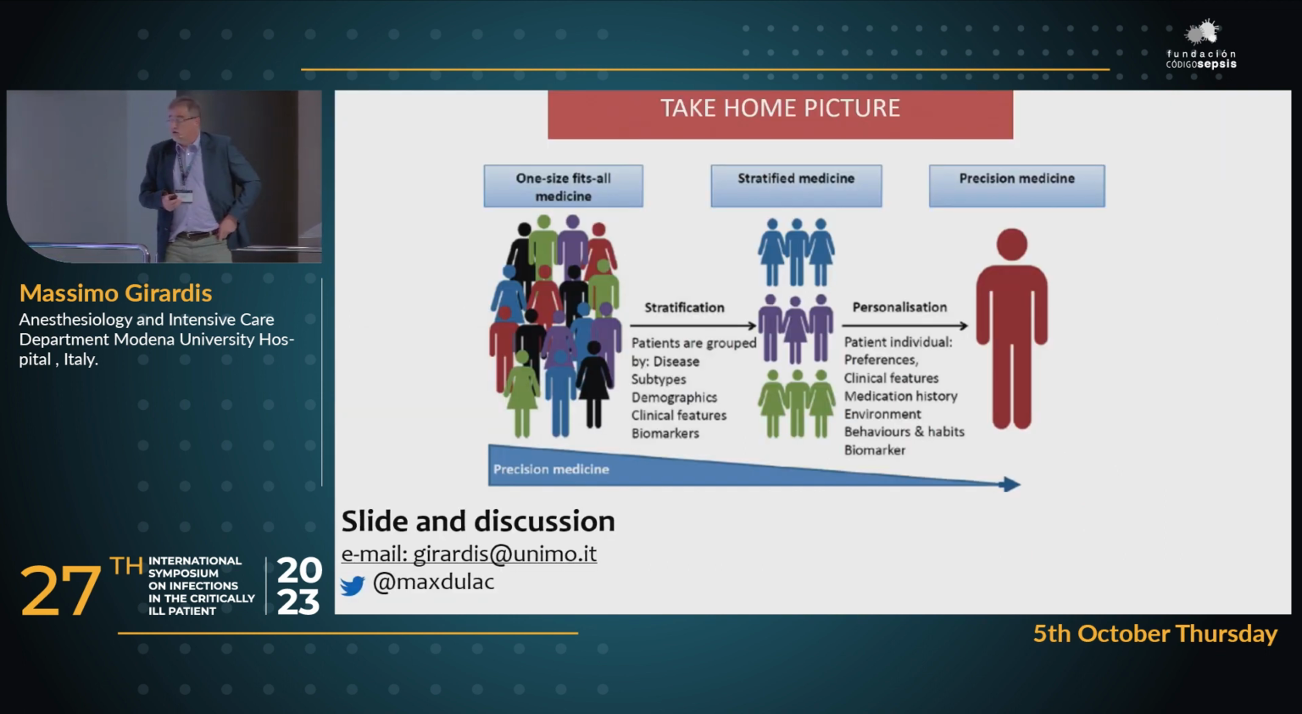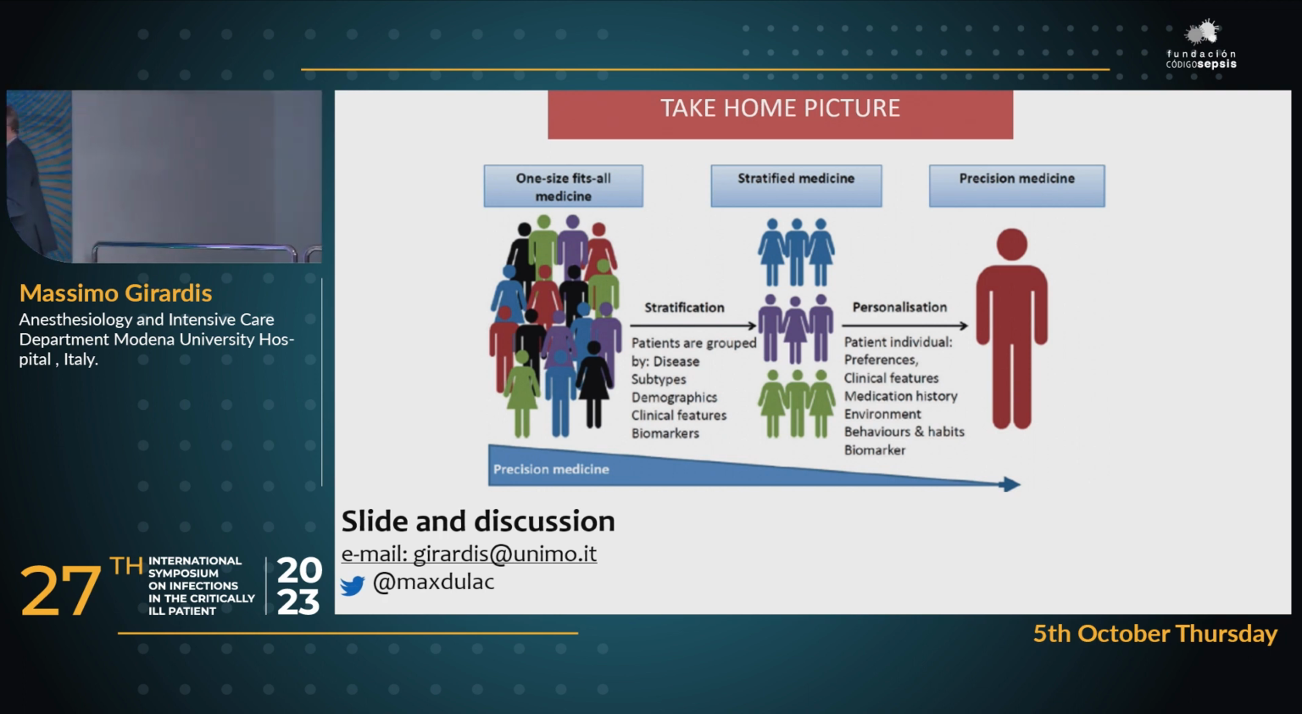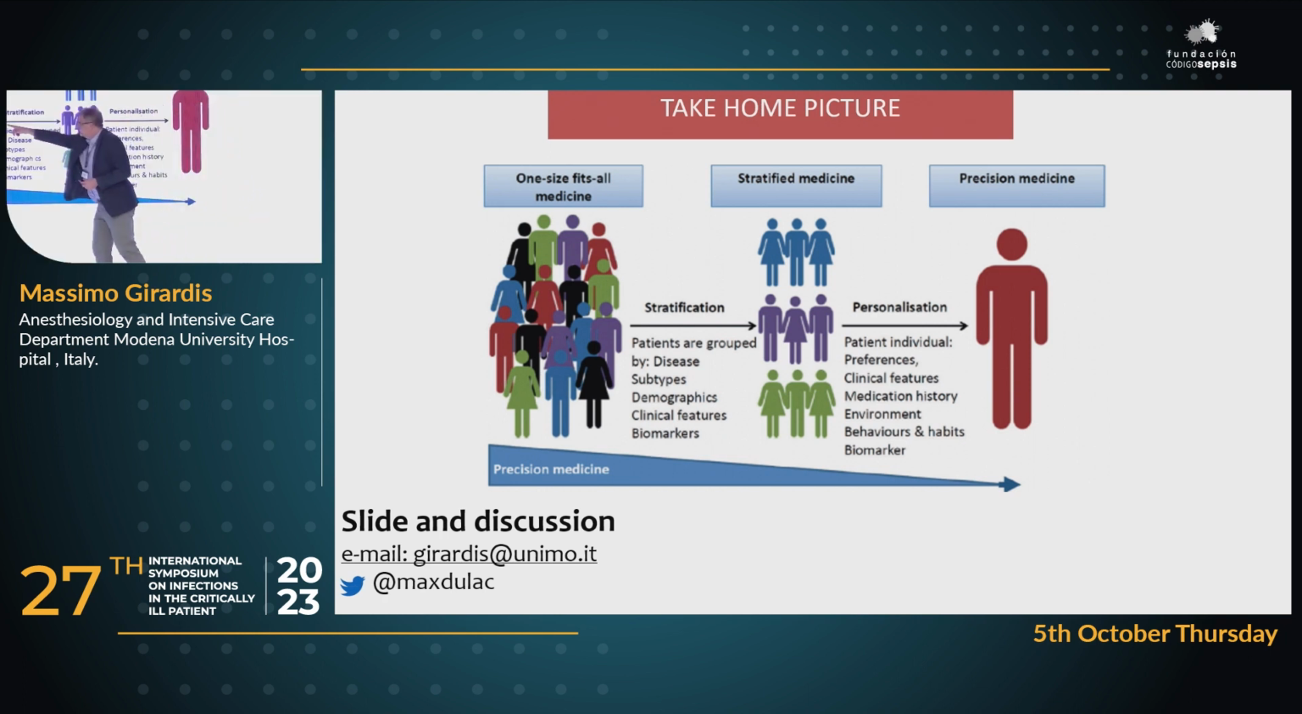I want to conclude with the same fil rouge from the morning, that is how to move from the general population to the single patient. I think that for blood purification and for many others, we are now in this way here, not there, but probably we are closer to the general population than the stratified population. But in the near future, I hope that we have more data to at least move to the stratified population. Thanks so much.